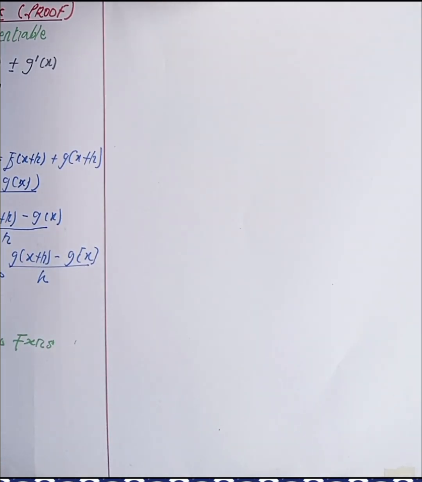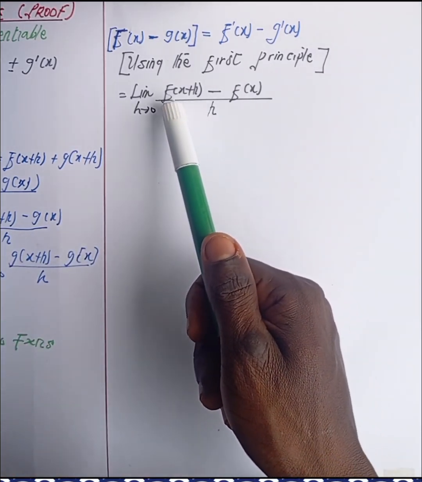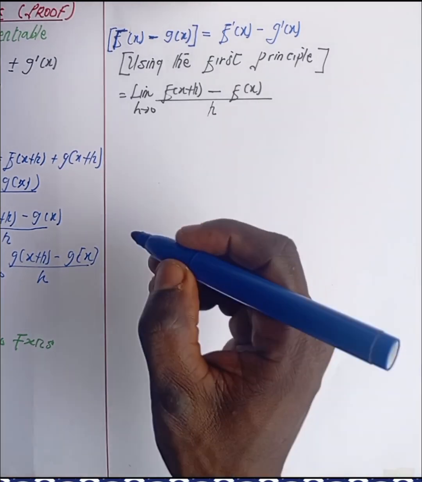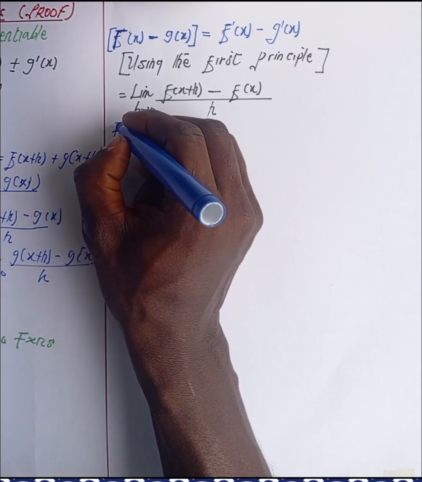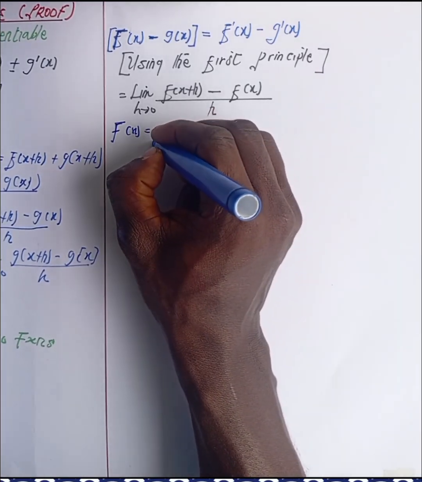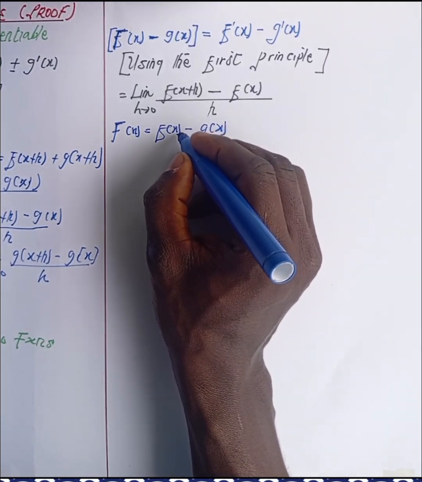Now the proof of the derivative of the difference of two functions is nearly similar to that of the derivative of the sum of two functions. So we are not going to waste much time on it. We are just going to brush through. So in using the first principle, we know that we have to find our F at x plus h and then our F at x. So let's call our F to be capital F of the function x. So we are going to get f at x minus g at x because we are talking about a difference of two functions.